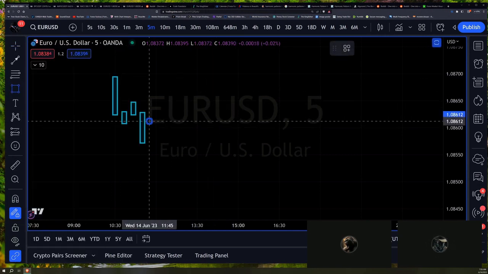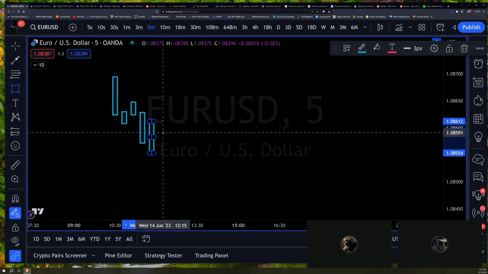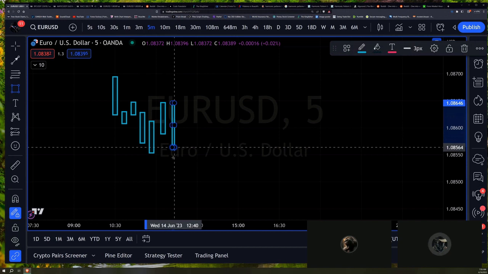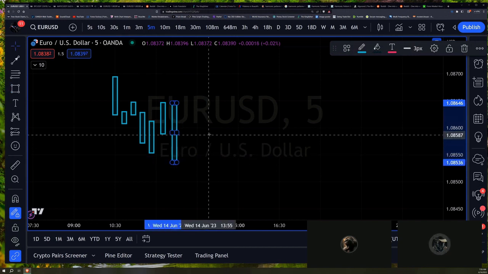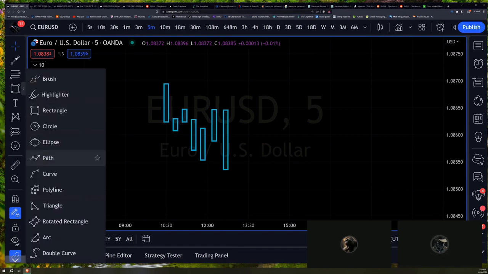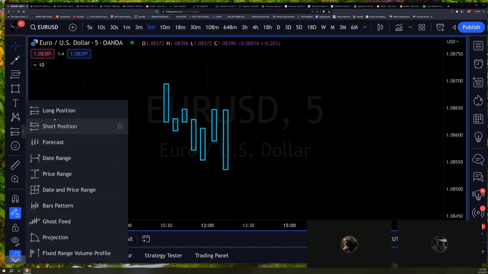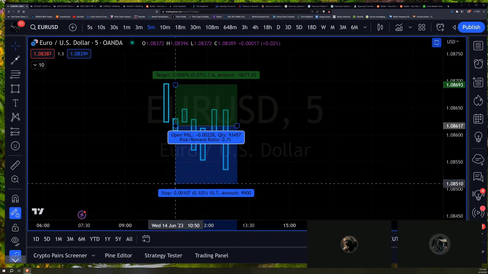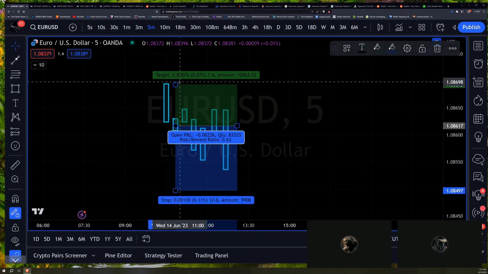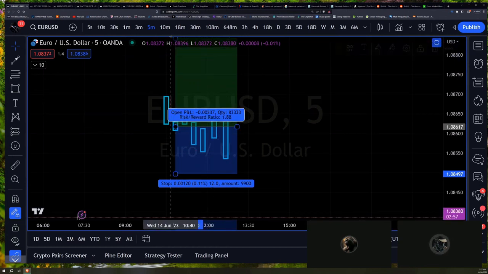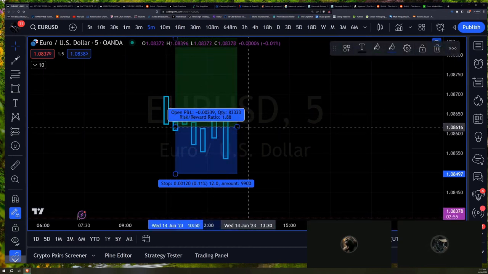Okay, so you're in a long trade, and your stop loss is right here. Let's say you entered way back here, and your stop loss is down here, and then your take profit is way up here. You can't even see it. It's way up here. So that's a nice trade.